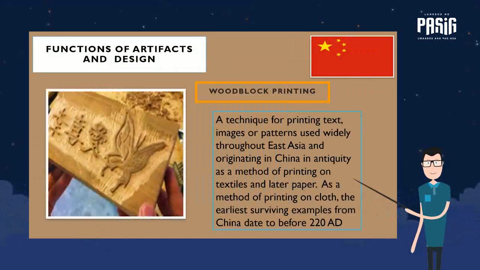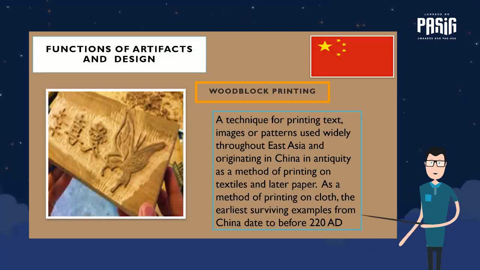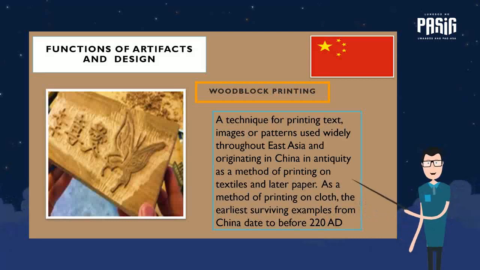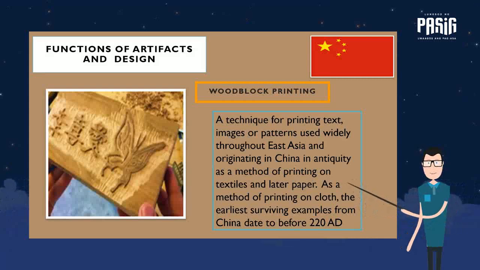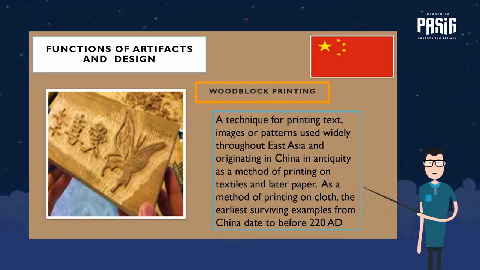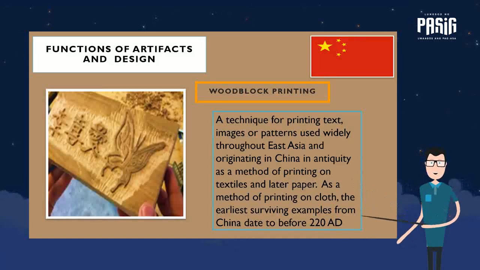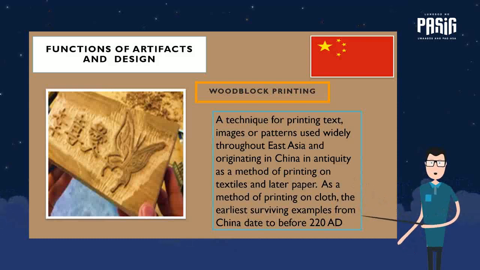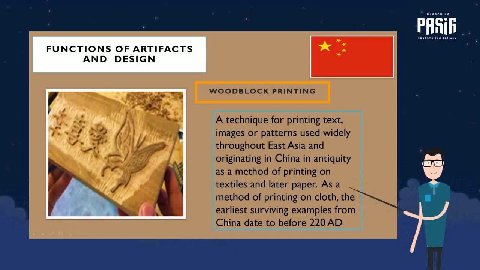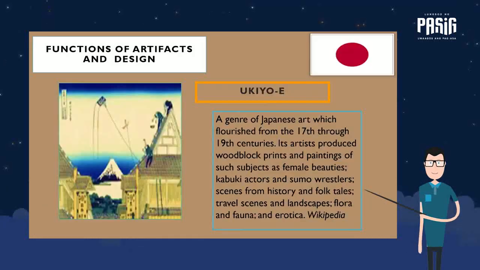In China, this is a technique for printing text, images, or patterns, used widely throughout East Asia and originating in China in antiquity as a method of printing on textiles and later paper. As a method of printing on cloth, the earliest surviving example from China dates to before 220 AD. That is woodblock printing.